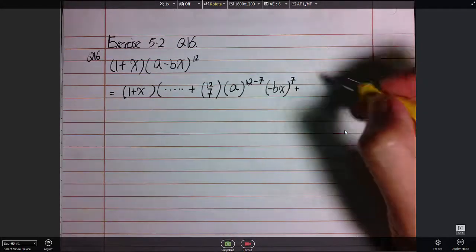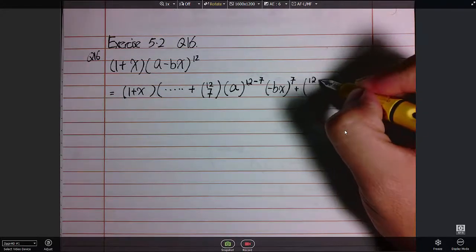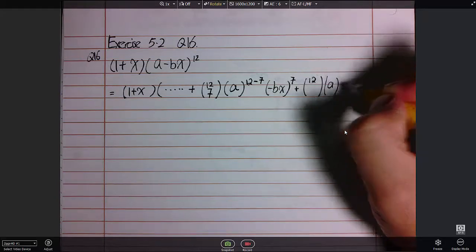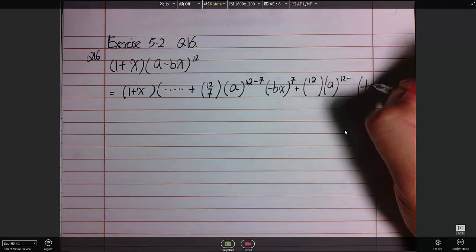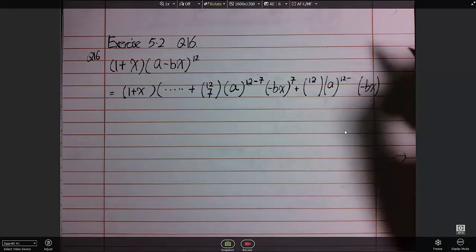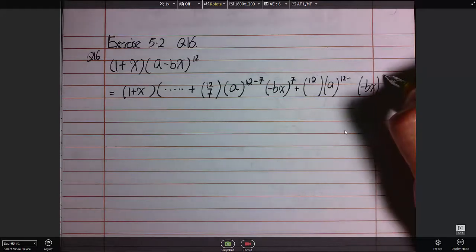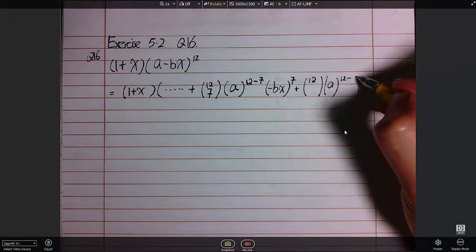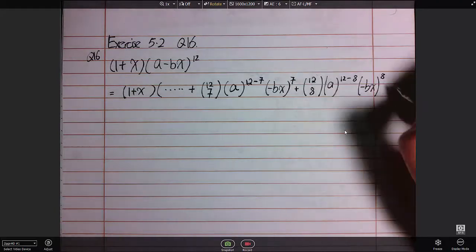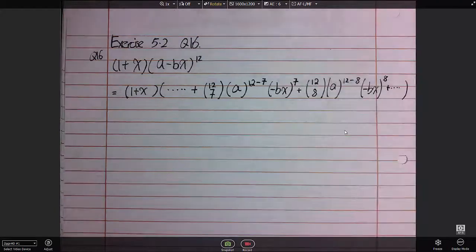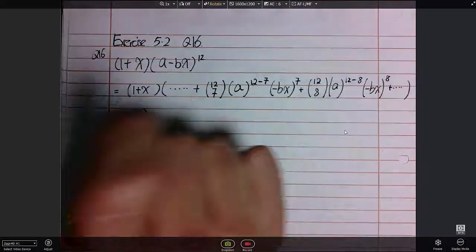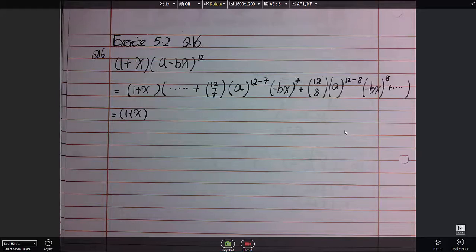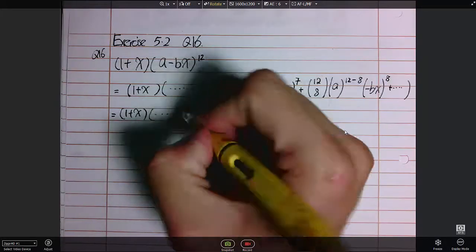Similarly, for the next one, 12 choose r, a to the power of 12 minus r, negative bx to the power of r. In this case, as I said, I need the term in x to the power of 8, so I put 8 here, 12 choose 8, then plus dot dot dot. So you notice in one simple way like this, through using logic and knowledge of the general term, I've figured out which terms I actually need to get the x to the power of 8 term.